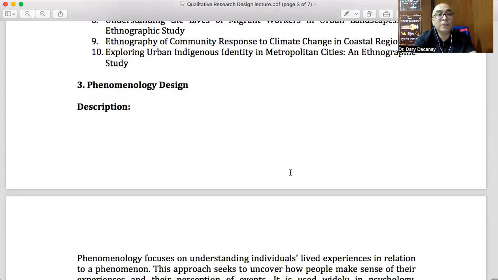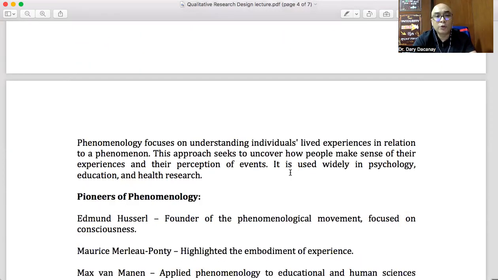And now, of course, you have the phenomenology design. Now it focuses on understanding individuals' lived experiences in relation to a phenomenon. Now, this approach seeks to uncover how people make sense of their experiences and their perception of events. So it is used widely in psychology, education, and health-related researches. That's why I think some from STEM would have to have a phenomenological research on the lived experiences of an asthmatic person, a diabetic person, the lived experiences of families whose member had a stroke.